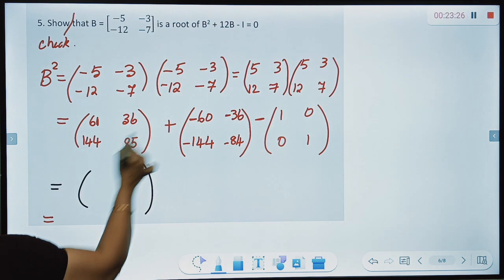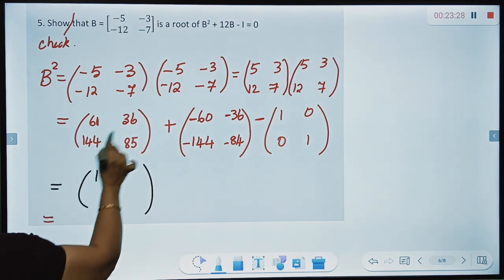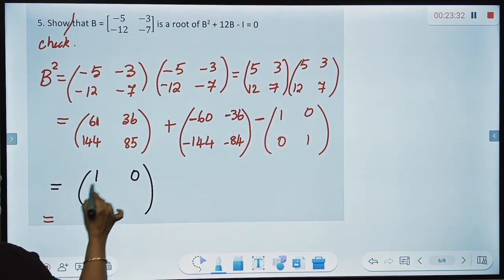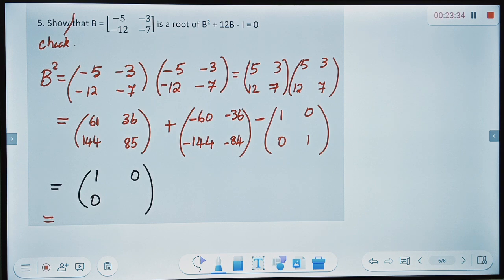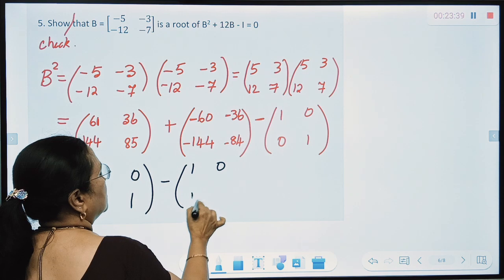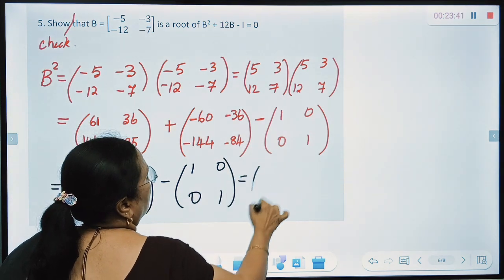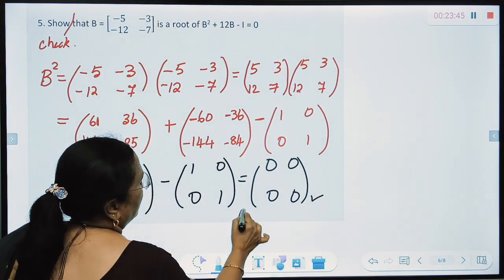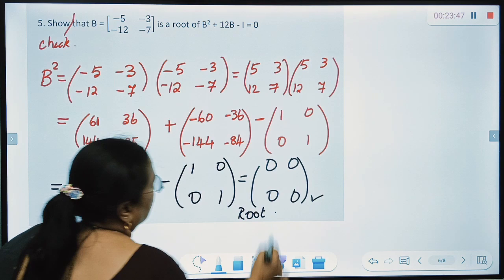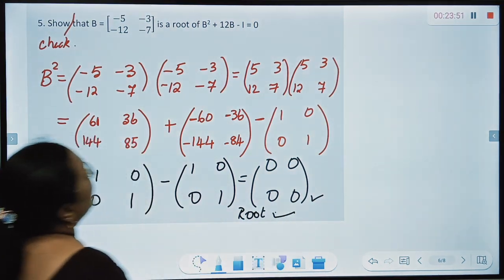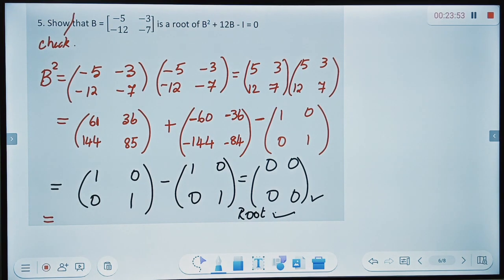This is 61 minus 60, which is 1. 36 minus 36, 0. 0. 85 minus 84, which is 1. Minus [[1,0],[0,1]], which is equal to 0, 0, 0, 0. Therefore, it is a root. B, the matrix, is a root of the polynomial.